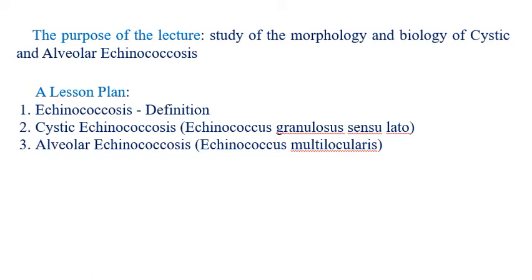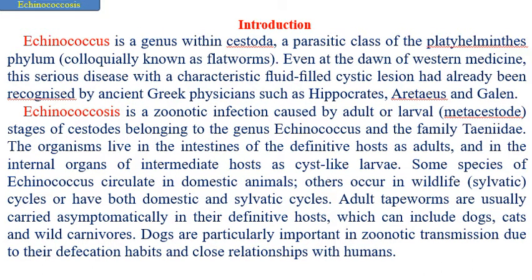The lesson plan is: echinococcosis, cystic echinococcosis (Echinococcus granulosus sensu lato), and alveolar echinococcosis (Echinococcus multilocularis). Echinococcus is a genus within the cestode parasitic class of Platyhelminthes, a phylum colloquially known as flatworms. Even at the dawn of Western medicine, this disease with characteristic fluid cystic lesions had already been recognized by ancient Greek physicians such as Hippocrates, Aretaeus, and Galen.